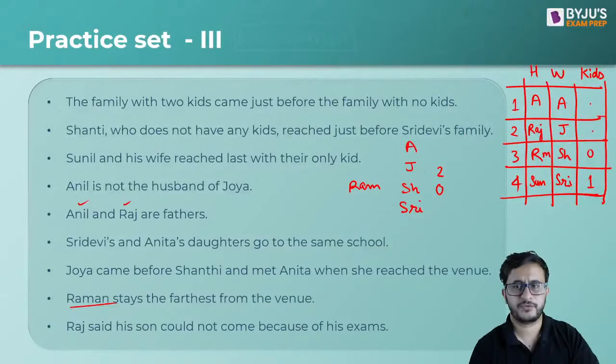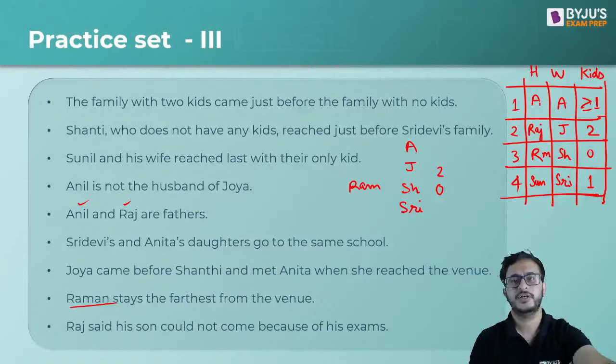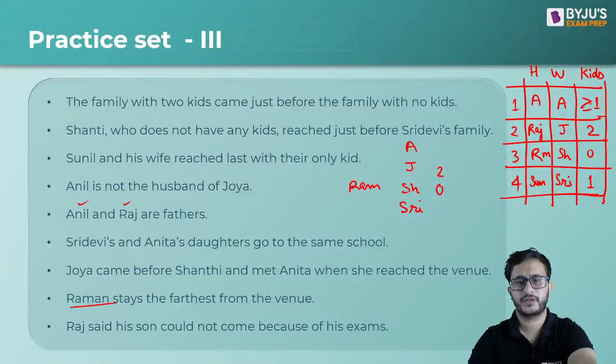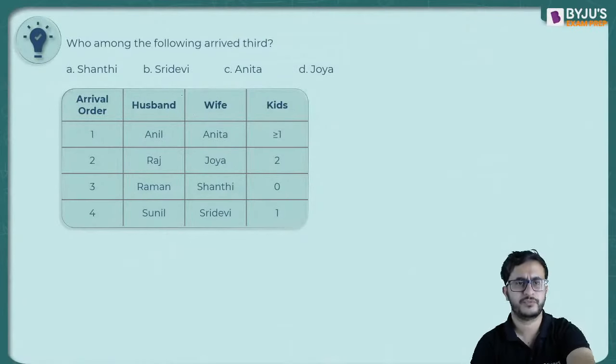Now Joya has 2 kids, because 2 came after 0, and the number of kids we cannot tell. It will be at least 1. The number of kids will be at least 1 in case of these pairs, Anil and Anita. So this will be the order in which they will come, and these are the number of kids they have. So Anil and Anita are the first pair to arrive, and they have at least one kid. We do not know the number of kids.